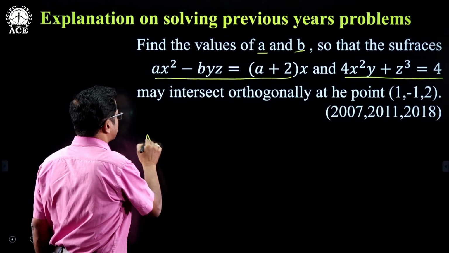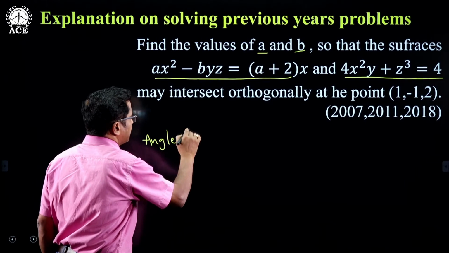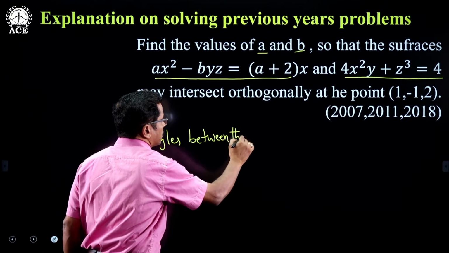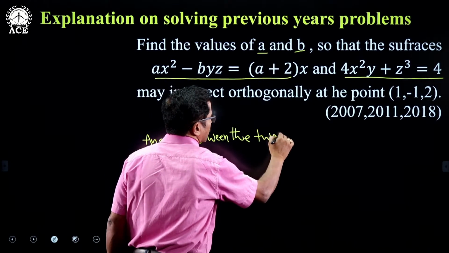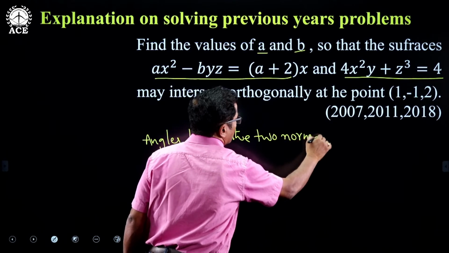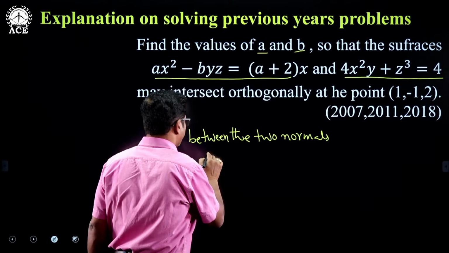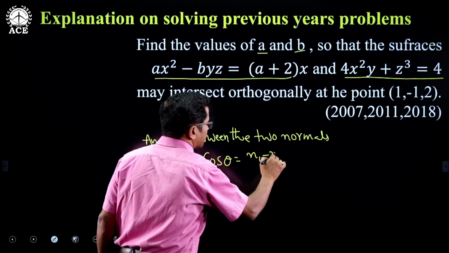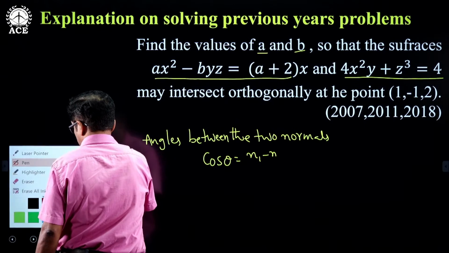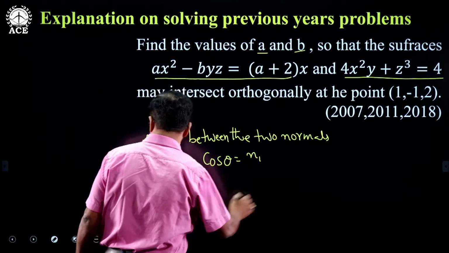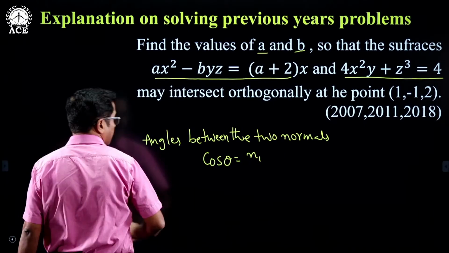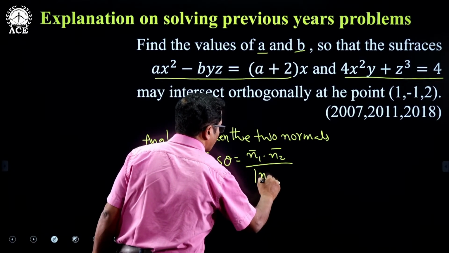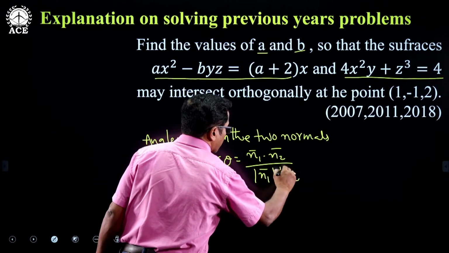The angle between the two normals is cos theta equals n1 dot n2, n1 bar dot n2 bar by modulus of n1 bar into modulus of n2 bar.